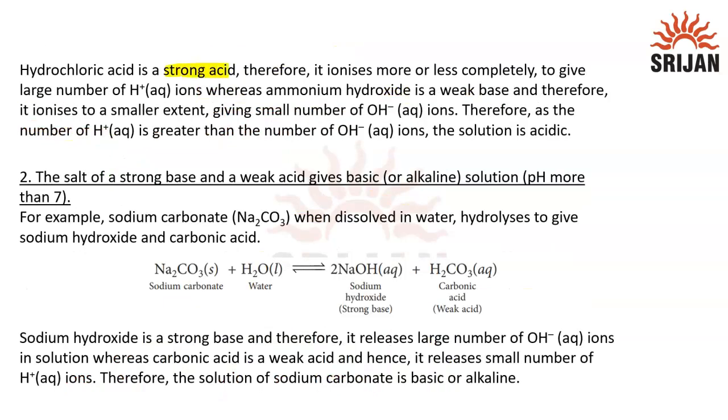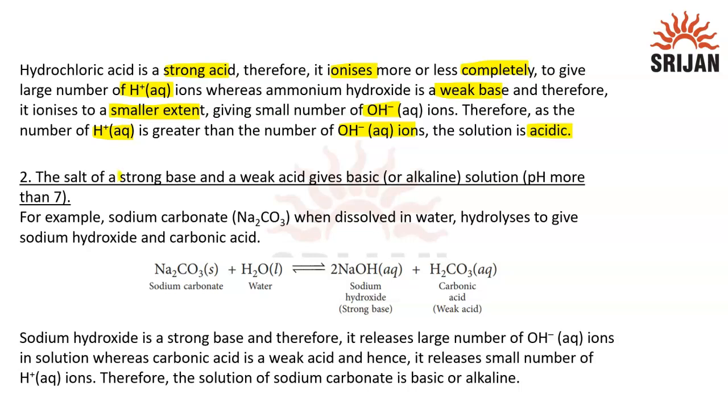Hydrochloric acid is obviously a strong acid, therefore it ionizes more or less completely, meaning it ionizes more as compared to ammonium hydroxide. Hence the amount of H positive ion in the solution is going to be higher as compared to the OH negative ion, giving a large number of H plus ions. Ammonium hydroxide again is a weak base, therefore it ionizes to a smaller extent, giving a smaller number of OH negative ions. Thus, as the number of H positive ions is greater than the number of OH negative ions, the solution is obviously going to be acidic only.